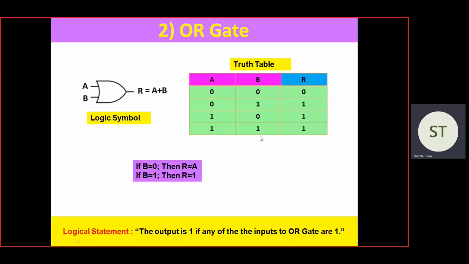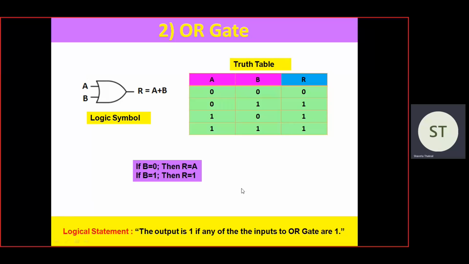And this is the truth table of the OR gate. Again we have the 4 combinations of A and B: 0 0, 0 1, 1 0 and 1 1. And we can see here the output R for the 0 0 combination is 0, for 0 1 it is 1, for 1 0 it is 1, and for 1 1 it is 1.